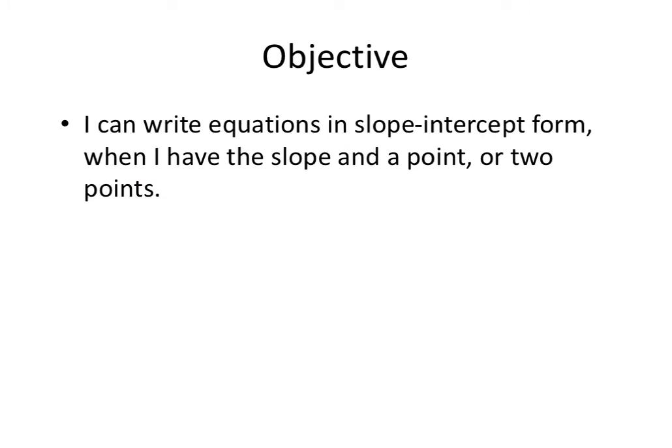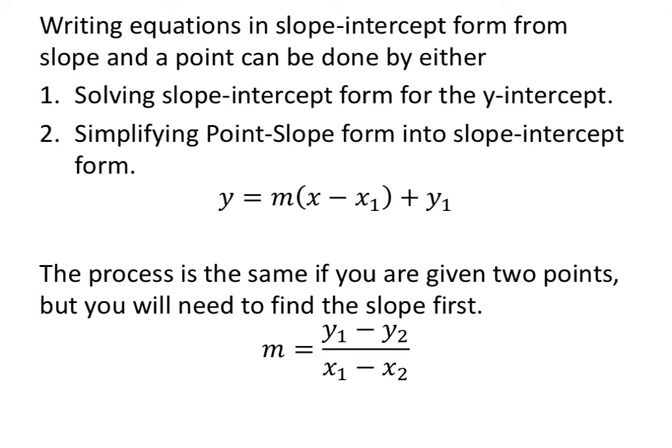All right, here's our objective. I can write equations in slope-intercept form when I have the slope and a point or 2 points. So take a minute and copy that down, please. So there's 2 different ways to write an equation in slope-intercept form if you've been given the slope and a point or 2 points. And the first method here that we see is solving slope-intercept form for the y-intercept.